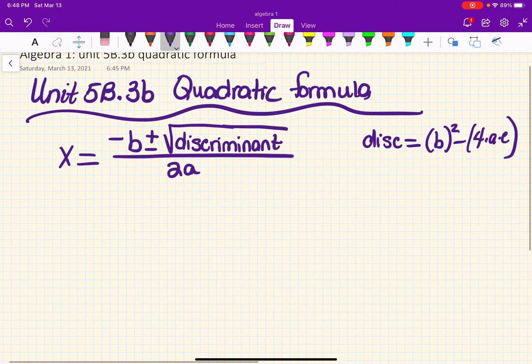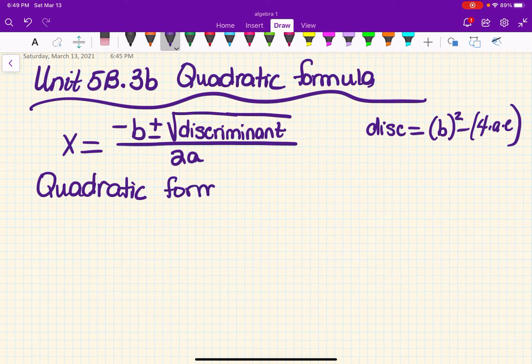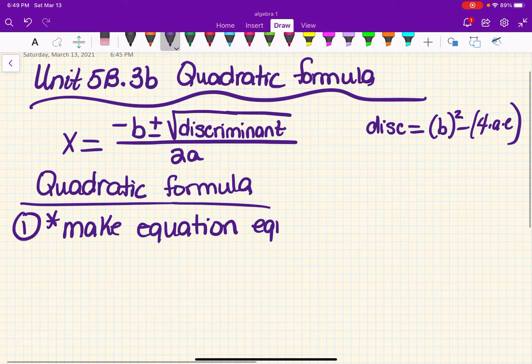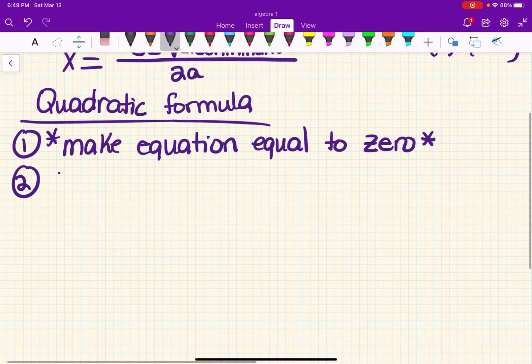Okay? So, here's the steps for using quadratic formula. Number 1, make sure the equation is equal to 0. This does not work if it's not equal to 0. You'll get the wrong a, b's, and c's. And you're going to do all this work for nothing then. Okay? Second step, find a, b, and c. You know how to do that. That's nothing new.